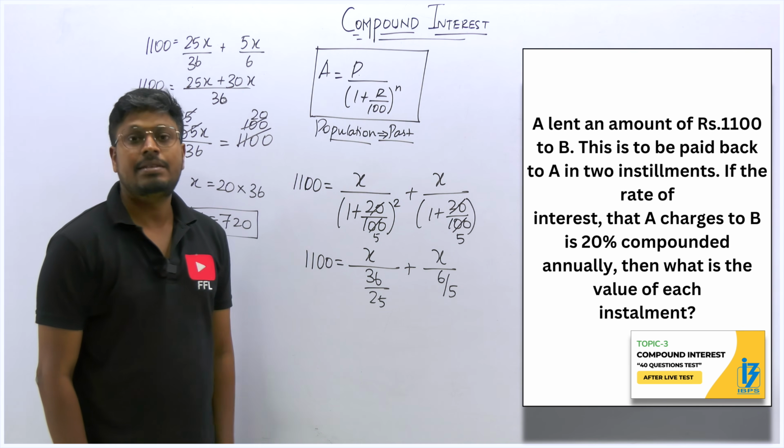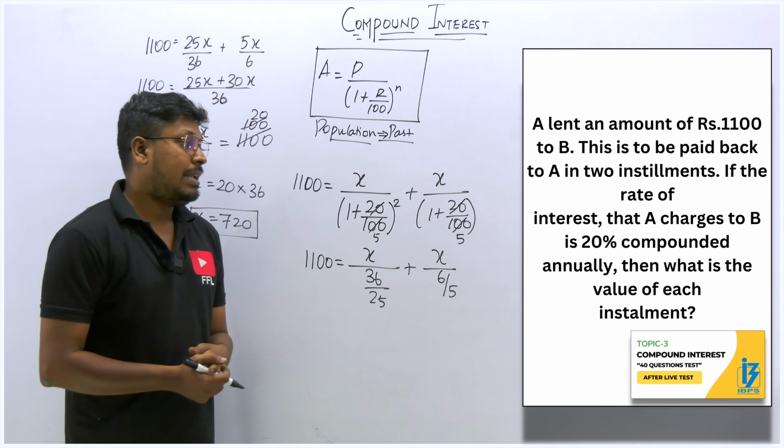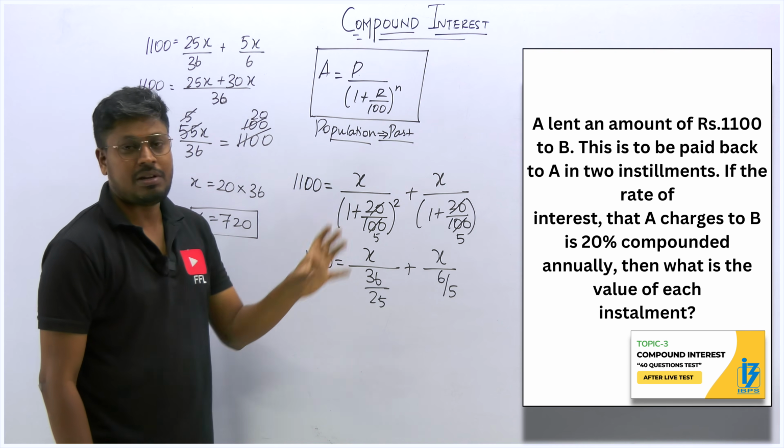So he has to pay this installment to the person A, if he is lending the amount of 1100 to B. Right? Very interesting question and important question too.